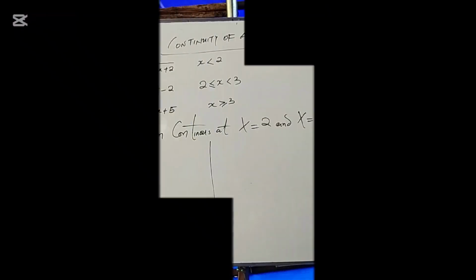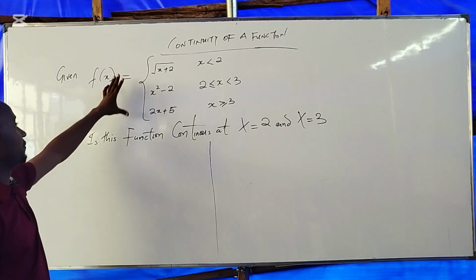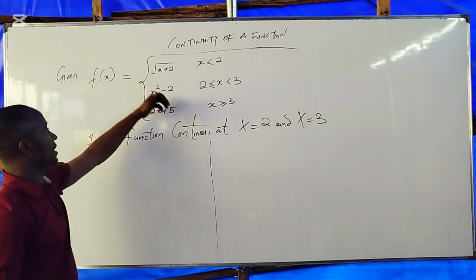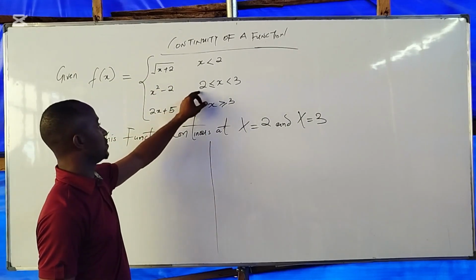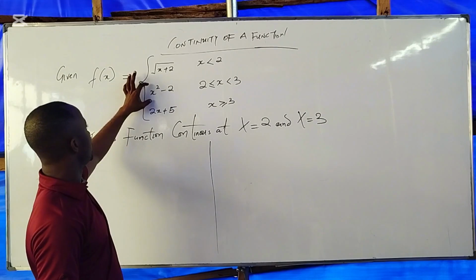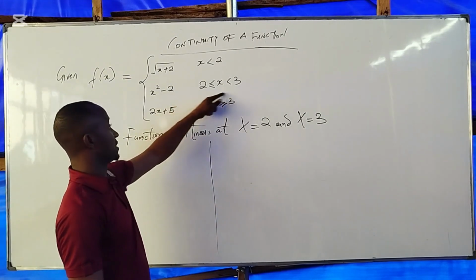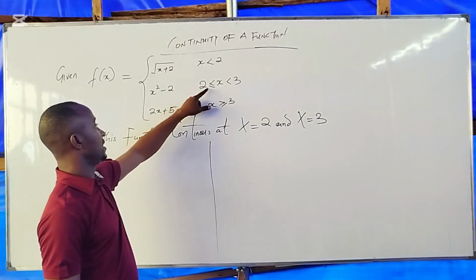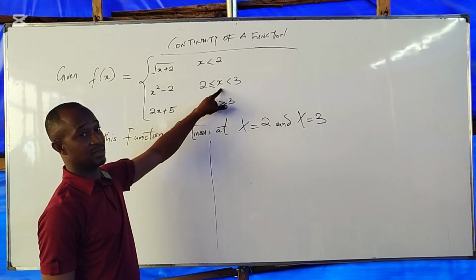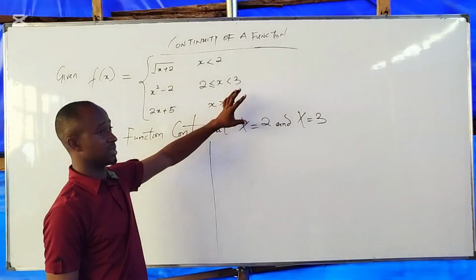Okay, guys, let's look at the third example, right? We are given this function, and we are given the behavior of each of these pieces. We are told when x is less than 2, this is what we have. When x is greater than or equal to 2 but x is less than 3, we have x squared minus 2. 2 less than or equals to x less than 3 simply means that x is greater than or equals to 2, but x is less than what? 3. Please don't forget.